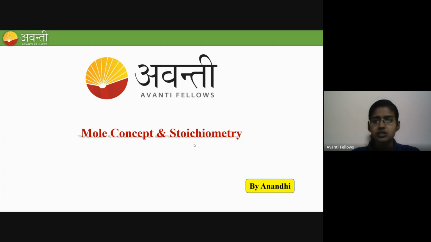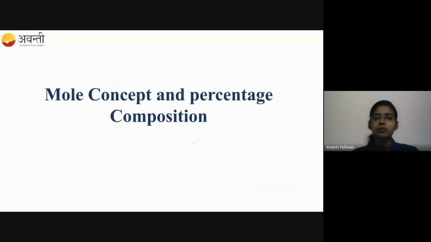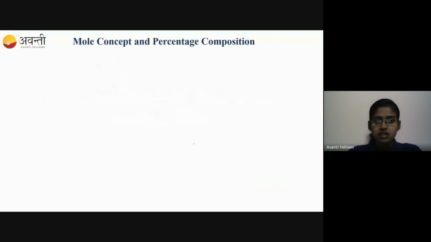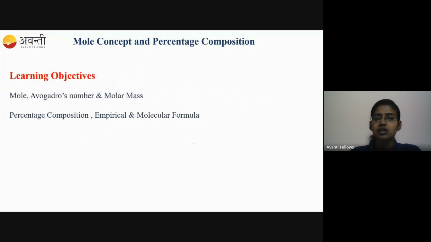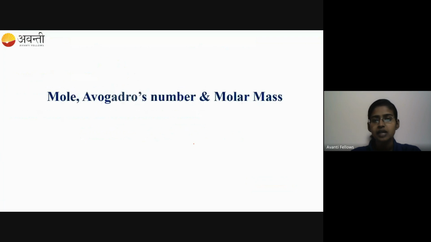The first topic that we are going to see is the mole concept and percentage composition. Under this topic, the learning objectives are the definition of mole, Avogadro number and molar mass. Then we will discuss the percentage composition and the calculation of empirical and molecular formula. Moving on to the first topic, which is mole, Avogadro number and molar mass, let's talk about the mole first.